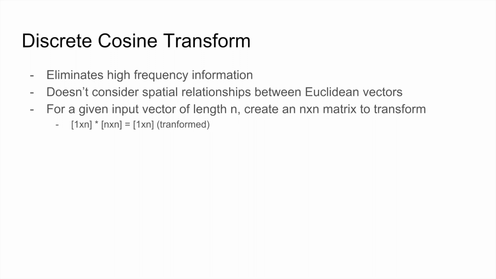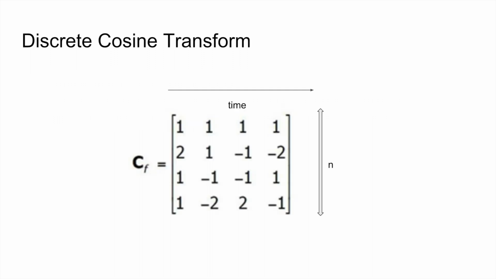Here's how it works. Essentially, imagine a vector of length n which represents n different frequencies of oscillation. It is possible to create an n by n matrix of these different frequencies. For example, this is the 4x4 case, which is what I worked on with my encoder and decoder. Imagine time along the x-axis.